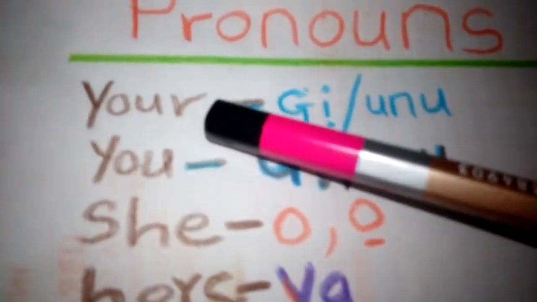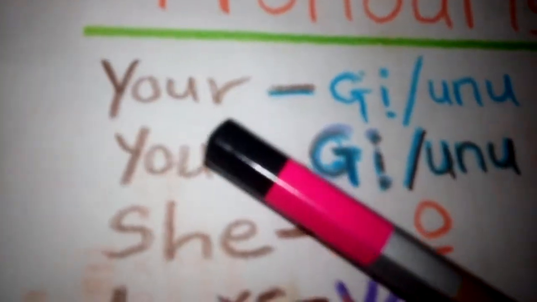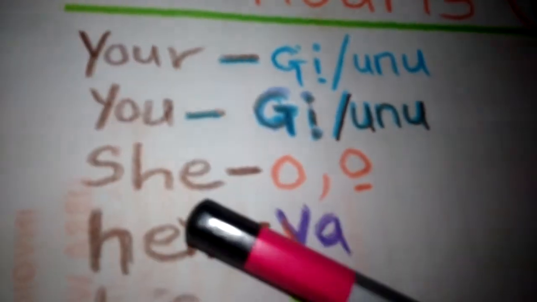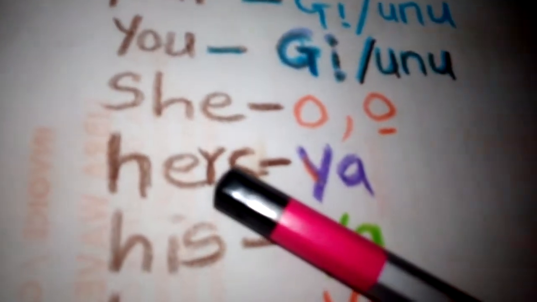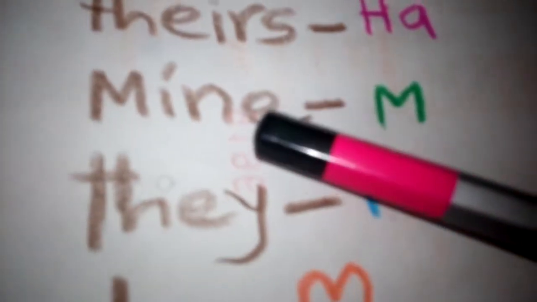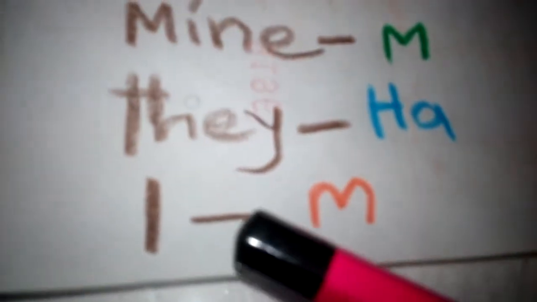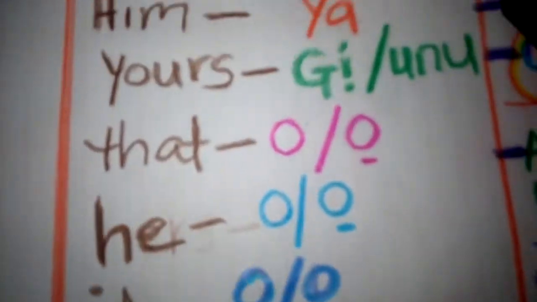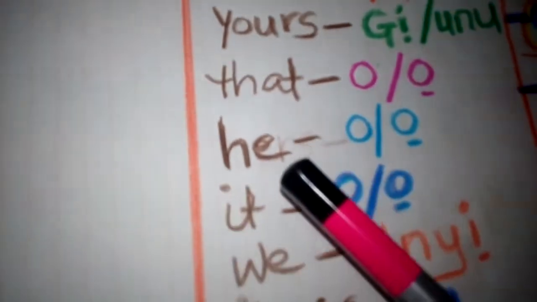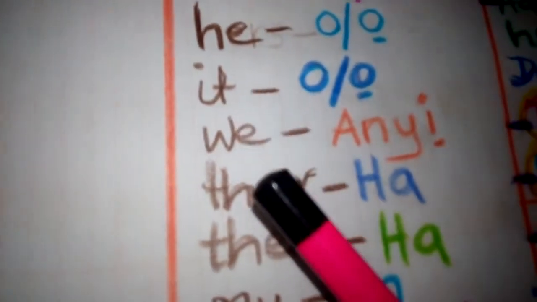Okay, so we have you are, you, she, has, his, her, our, has, mine, they, I. Okay, we have him, you are, that, he, it, we, their, them, mine, our, us, me.